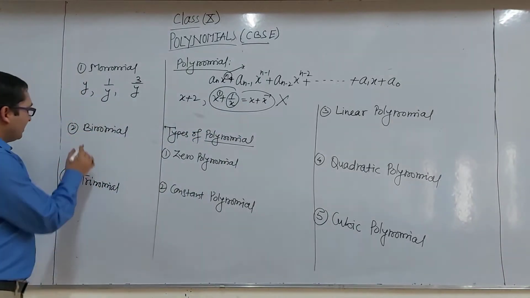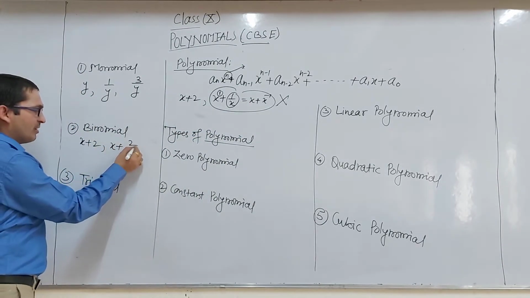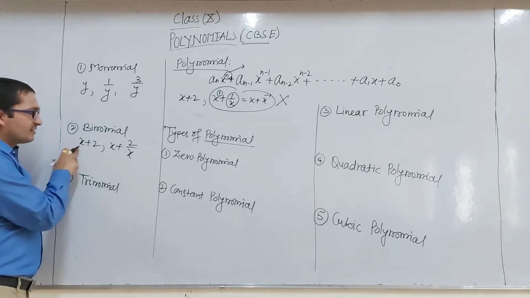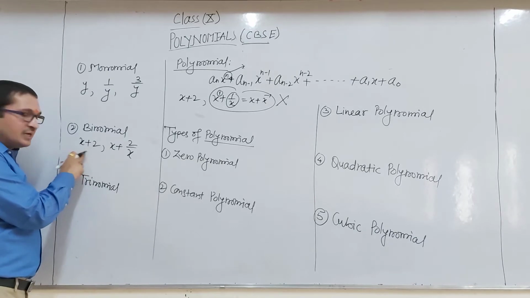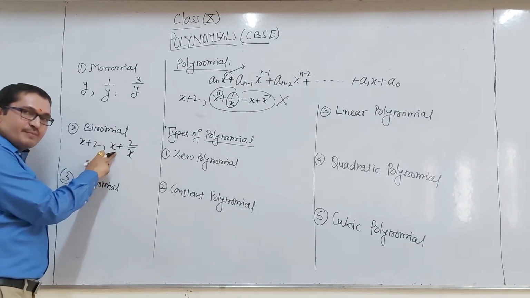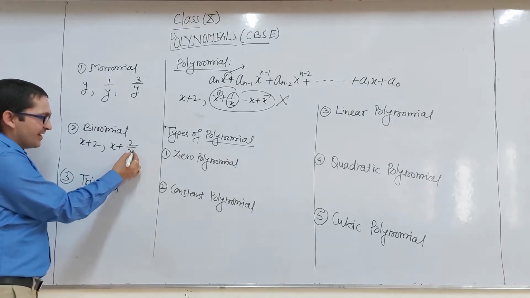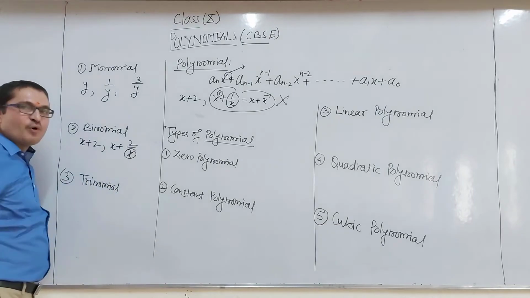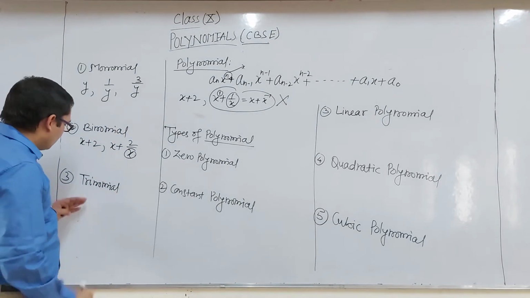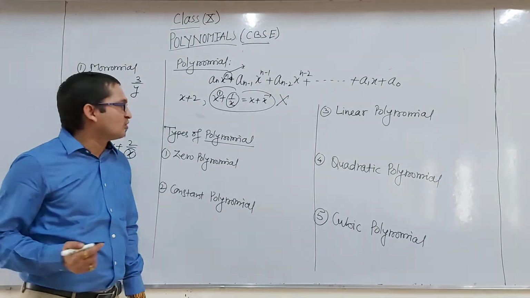x plus 2 is a binomial, x plus 2 upon x is a binomial. x plus 2 is a polynomial as well as a binomial. x plus 2 upon x is a binomial, but it is not a polynomial. Why is this not a polynomial? The power of this variable is not a positive integer. If you bring it up, it will be x to the power minus 1. Trinomial: an algebraic expression having 3 terms is called a trinomial.